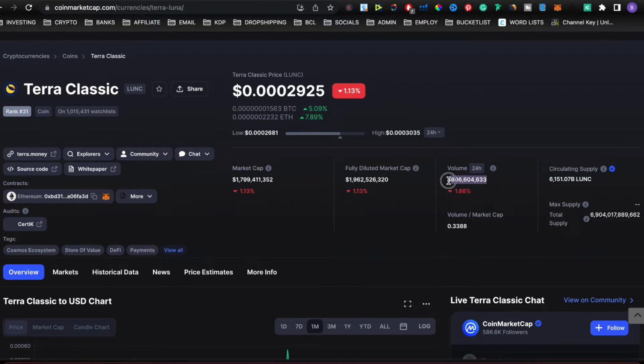So we take this average volume here over the past 24 hours, which is 606 million. And obviously, this is the total volume across all exchanges that support Luna. And that includes centralized exchanges like Binance and KuCoin, as well as decentralized exchanges or DEXs as well. So we take this volume here of $608 million, and then we divide it by the current price of Luna Classic up here to give us how many Luna Classic tokens are being transacted every single day.